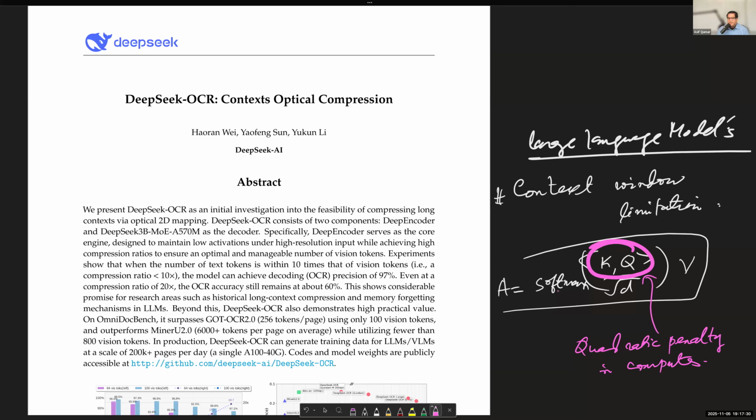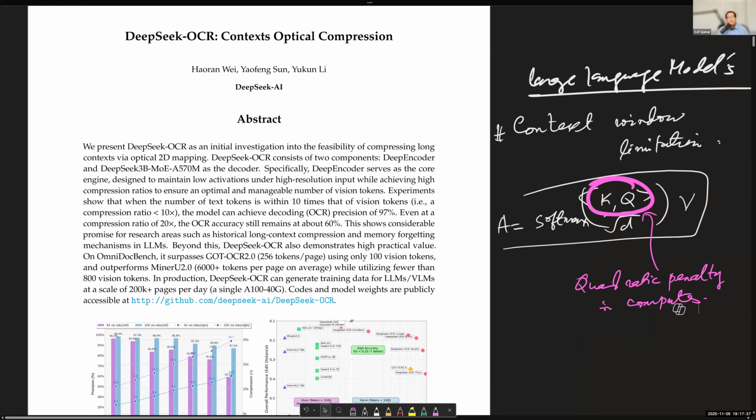Now, if we can mitigate that quadratic compute, we'll have benefit. And also, what if we could take an encyclopedia whose token length, word length, would exceed that of the context window? If you try to put that into the LLM input, you can't do that. It will get truncated. So is there a way to put that in? And this paper comes forward with a way to do that.